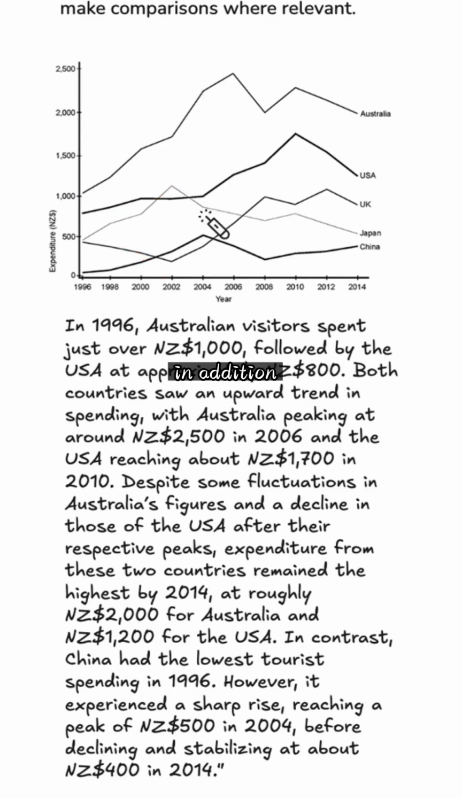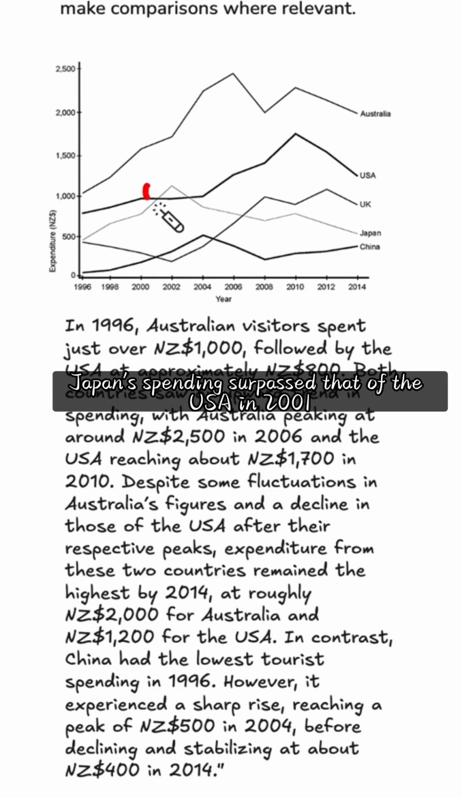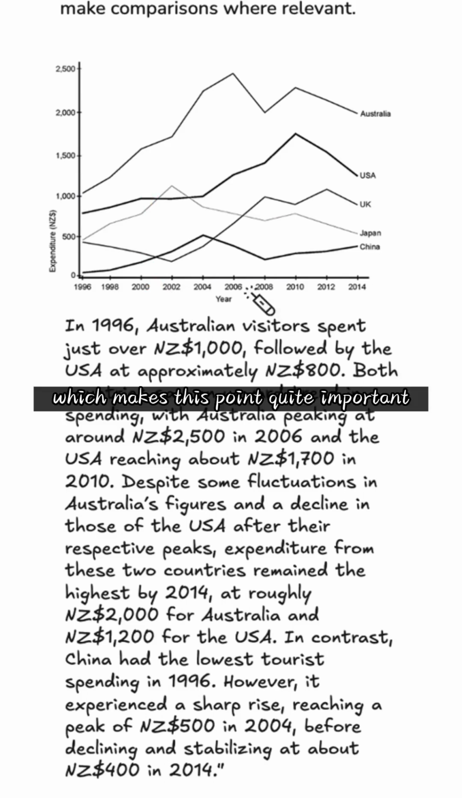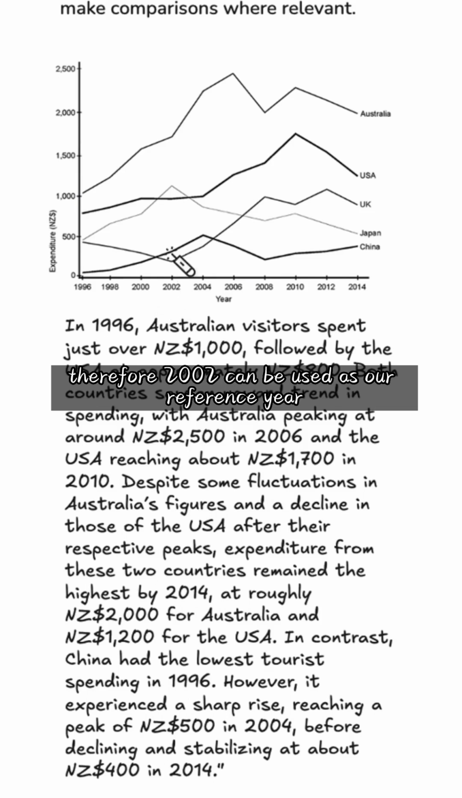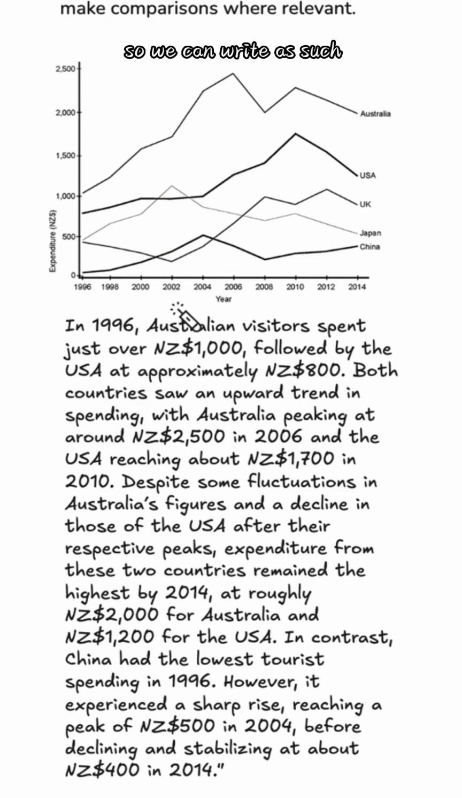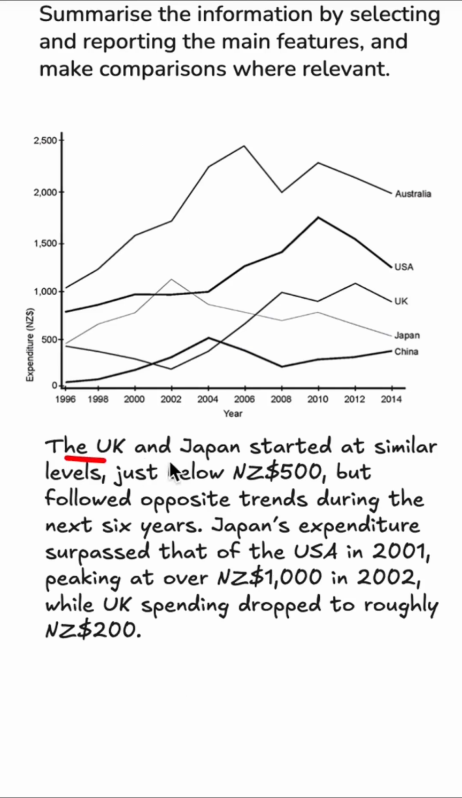In addition, Japan's spending surpassed that of the USA in 2001, which makes this point quite important. Japan then peaked in 2002, another key moment. Therefore, 2002 can be used as our reference year. So we can write as such: the UK and Japan started at similar levels, just below $500, but followed opposite trends during the next 6 years.